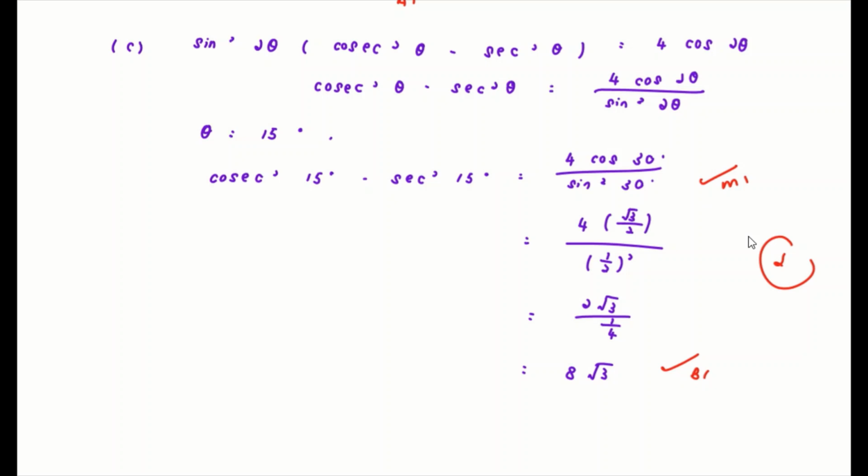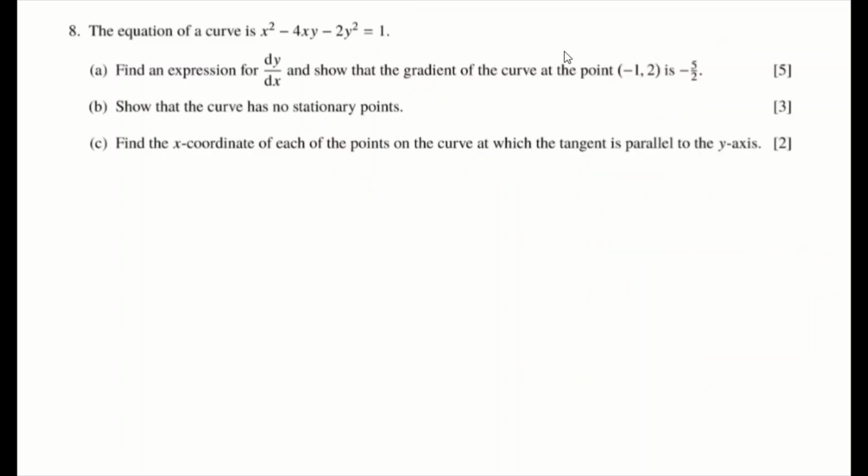So let's move on to 8. Okay, question 8. The equation of a curve is x squared minus 4xy minus 2y squared equals 1. So A, find the expression for dy dx and show that the gradient at the point -1, 2 is given by -5 over 2. Okay, so yeah, let's try to do the differentiation.